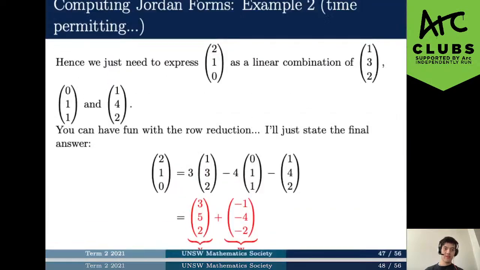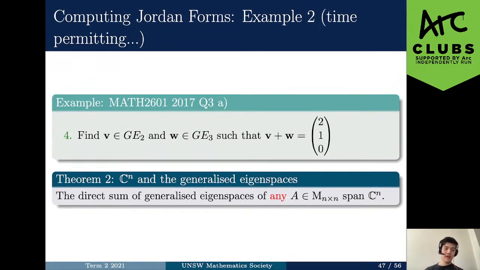Well, one point that I should point out here is that the direct sum of generalized eigenspaces of any matrix always spans C^n. Another thing we should say is that the number of generalized eigenvectors you have should always equal the algebraic multiplicity, and hence as a result, the direct sum of all of these should span C^n.